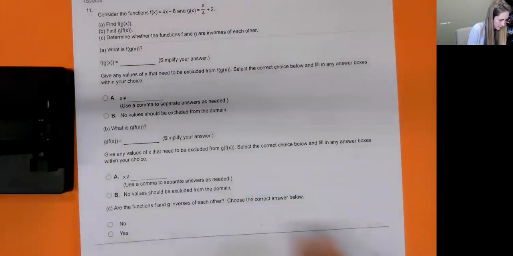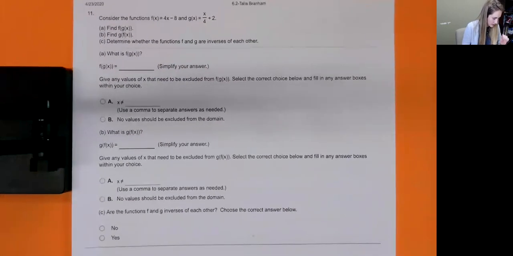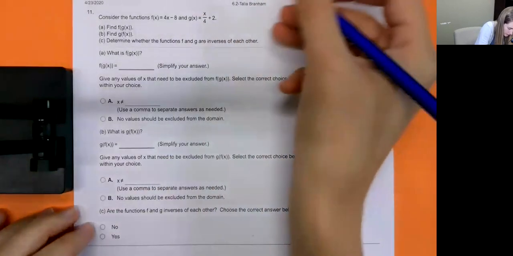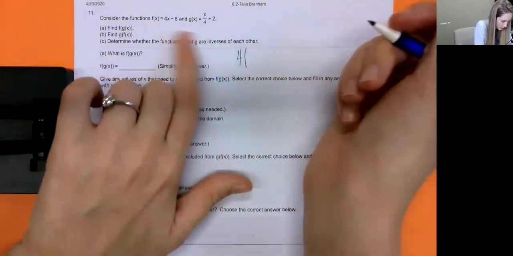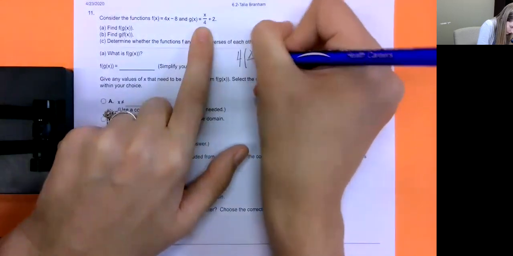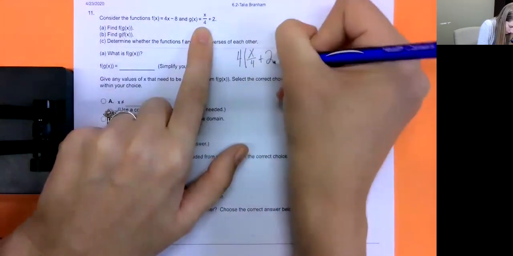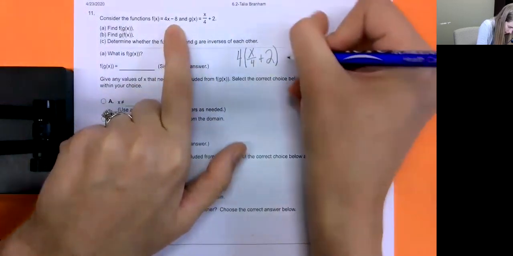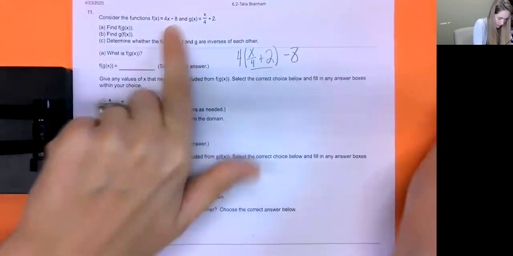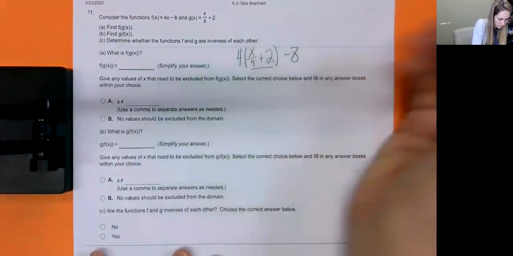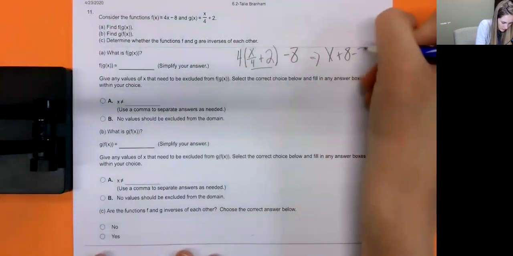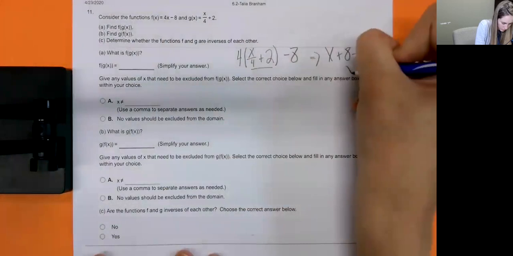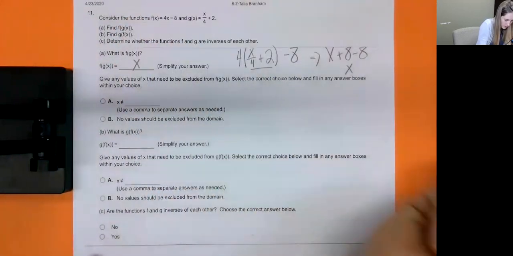11, it's the same type of problem, just different functions. So we have, what is f of g of x? So we're going to take our f function, so 4, and then where it says x, we're going to substitute this g function in, so x divided by 4 plus 2, and then finish out our f function, subtract 8. So we're going to distribute this 4 in here, so 4 divided by 4 would leave us with x here. 4 times 2 is 8. 8 subtract 8 would be 0, so we are left with x.